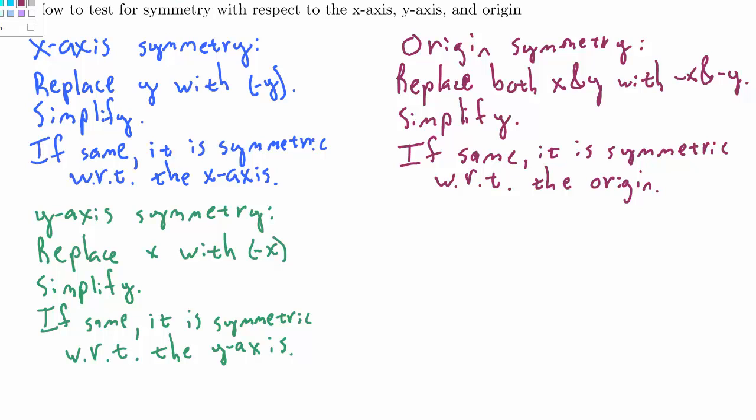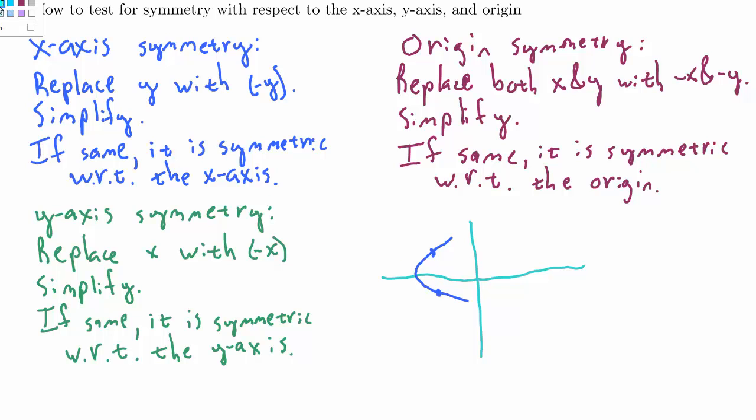Okay, let's talk about this for just a second. I'm going to do a small little XY plane here. If this is the XY plane, a function that is symmetric with respect to the x-axis would look something like this. In other words, if you flipped this across the x-axis, whatever's up here would go down there and vice versa. Therefore, it's symmetric with respect to the x-axis.